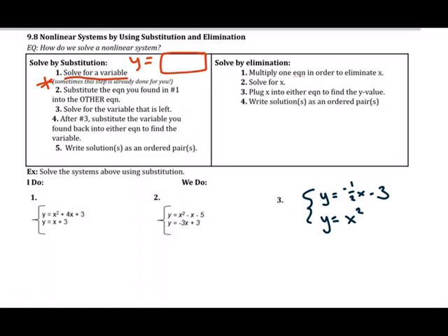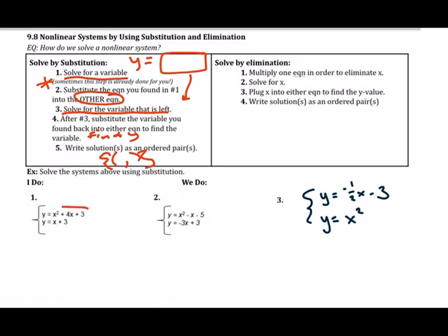Then we're going to substitute whatever this stuff is that we just found y is equal to into the other equation for y. So we should then have one equation that has one variable, x. We will then solve for that variable x, and once we find x, we will plug that back in to find y, and we need to make sure we write our final answer as one ordered pair or two ordered pairs, or as no real solution if that is the case. So let's go ahead and look at some examples here.